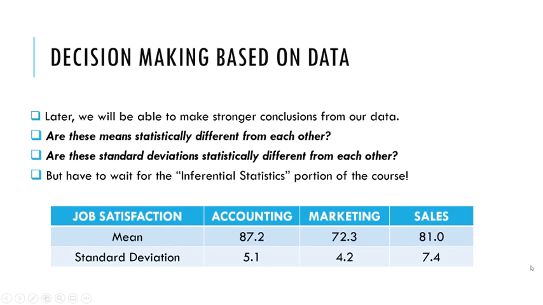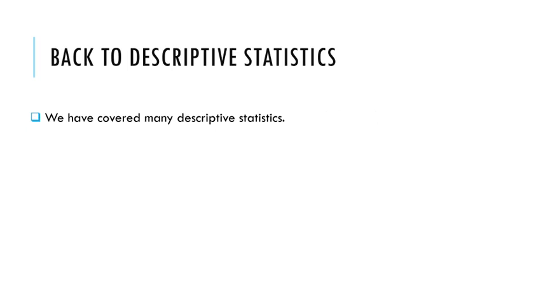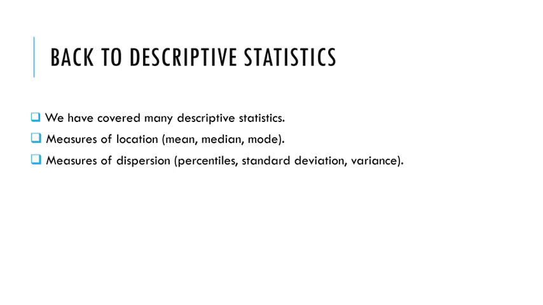So again, this data we'll be able to do a lot more with when we get to the more sophisticated topics in inferential statistics. So back to this idea of descriptive statistics in general. We've covered many different descriptive statistics: measures of location are mean, median, and mode. We've talked about dispersion, percentiles.